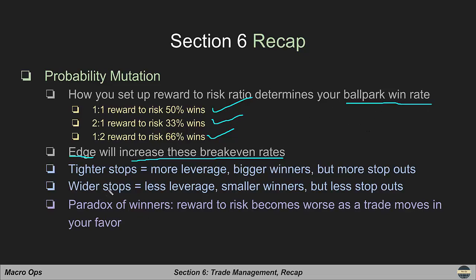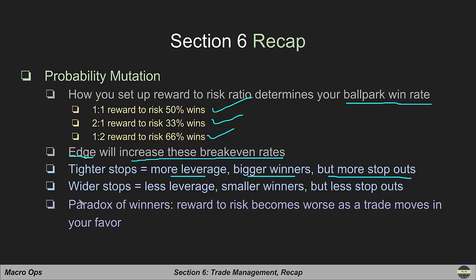And then we talked about how with tighter stops, you're going to get more leverage and bigger winners, but you're going to be prone to more stop outs. So your reward to risk is going to be great, but you're also going to have a lot more stop outs because of how tight the stops are. And then with wider stops, we'll have less leverage and smaller winners because the reward to risk isn't as great, but we're going to have fewer stop outs. So you're probably going to be winning more with wider stops.